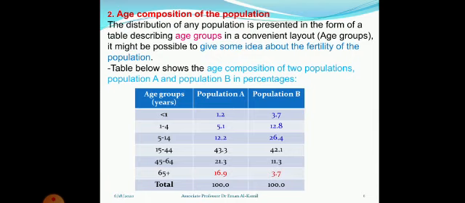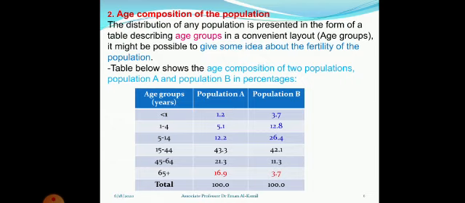By just looking at the two populations, we can see that in population A, the children under 15 years of age compose nearly 17% of the population, compared to the children in population B, where they are nearly 42 or 43% of the population. So this means that there is a higher number of children in population B rather than in population A.